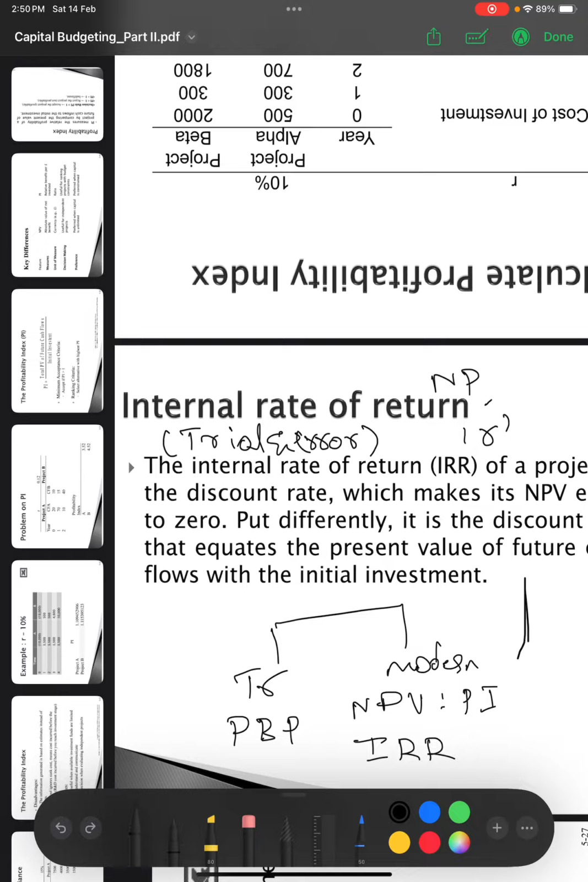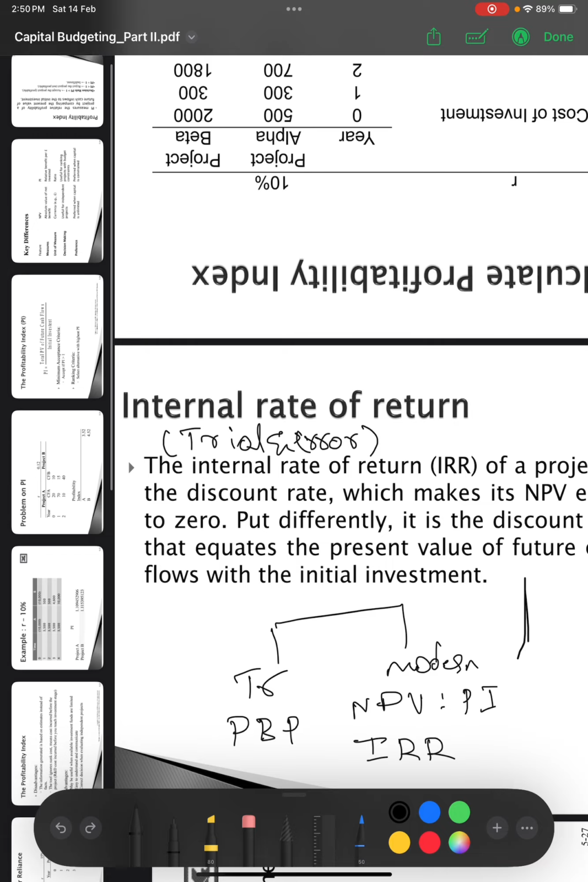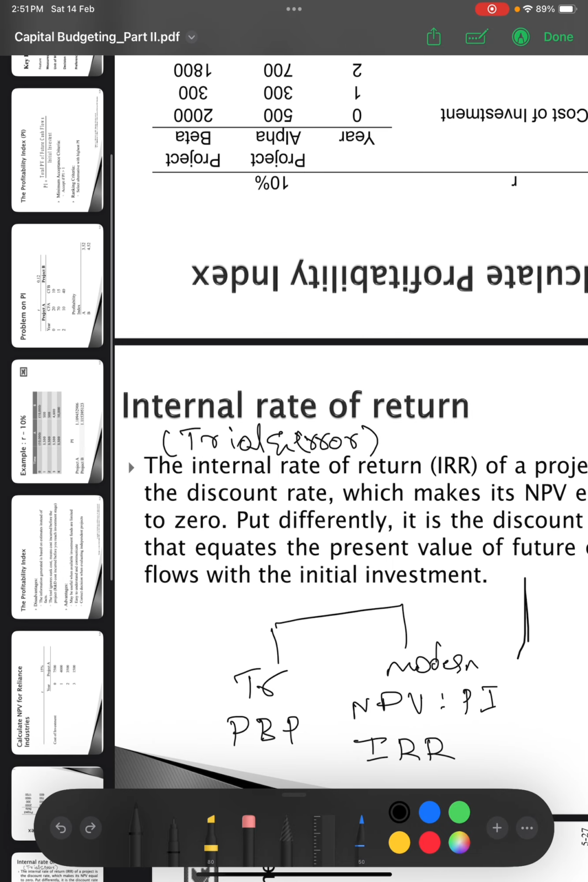Why? Basically because this gives managers an idea of what is the minimum expected return which they need to have in order to ensure their cash flows meet the basic conditions. Okay, so that's about internal rate of return.